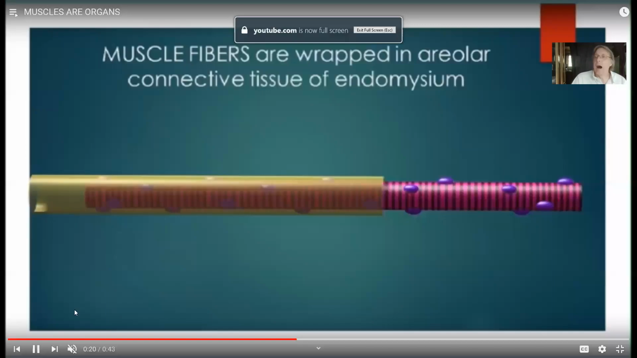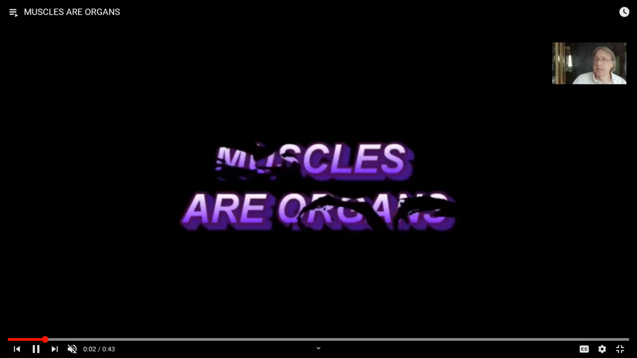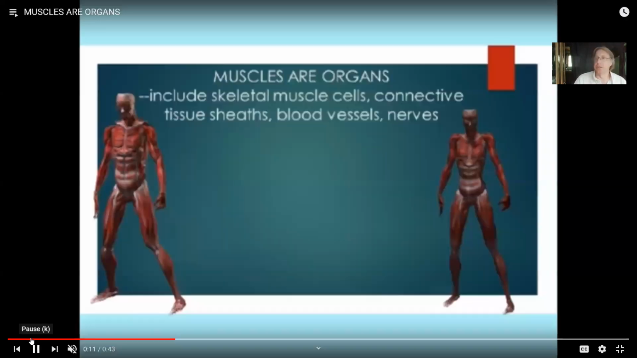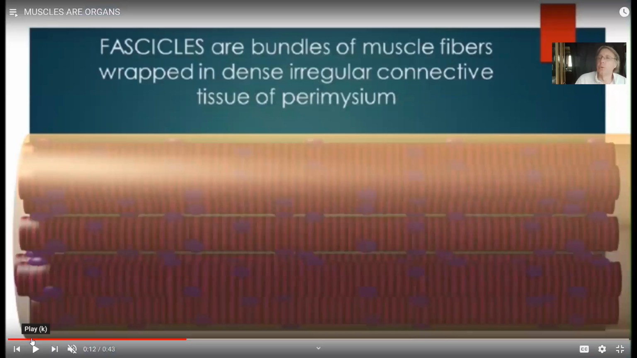This video is going to begin the chapter on muscle tissue, going through the structure of muscle tissue and talking about the sliding filament theory. Now, in an anatomy and physiology book, the early chapters are on the chemical level of organization, the tissue level of organization.